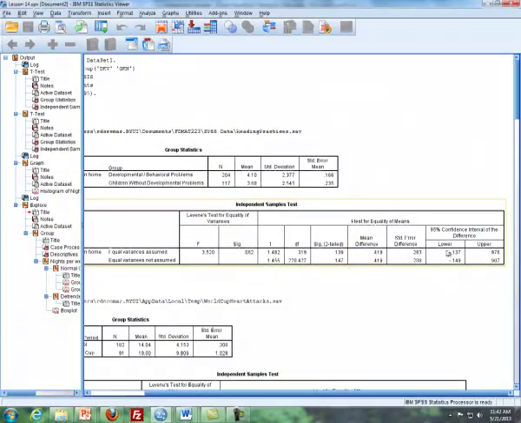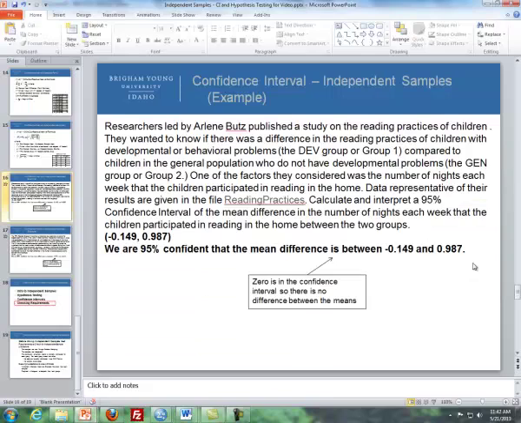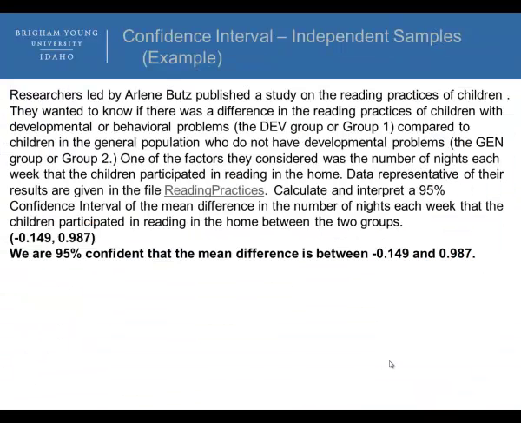I use the bottom row and I grab these two numbers. So the lower bound is negative 0.149, the upper bound is positive 0.987. So what we say is that we are 95% confident that the mean difference is between negative 0.149 and 0.987.